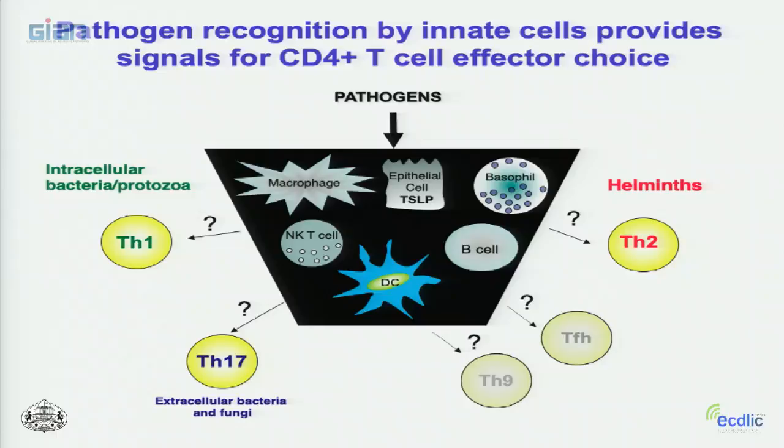So it turns out these pathogens don't interact with these precursor T cells directly. The pathogen recognition, it's by innate cells, provides signals for the CD4 cells' effector choice. So you have the pathogens here, and then these are a collection of innate cells. So these are the immune cells, the lymphocytes that will be acted upon by these innate cells. But the sensing of these pathogens initially is not directly by the lymphocytes themselves, but via these innate cells. And the most critical cell that senses and instructs these T helper precursors how to develop are these dendritic cells.